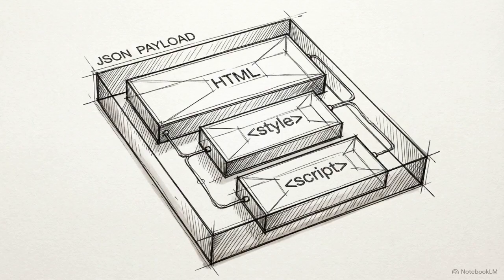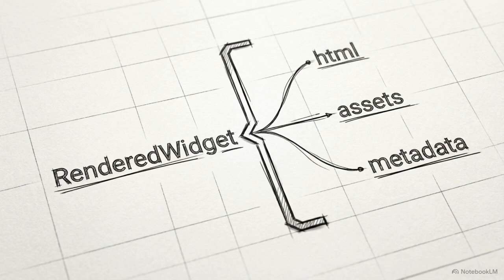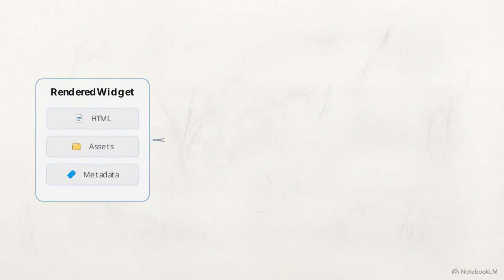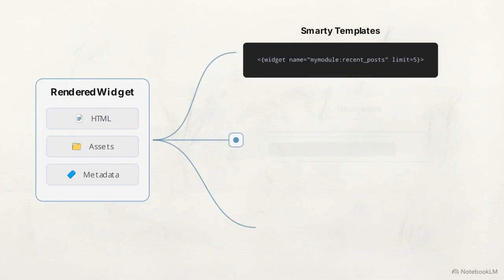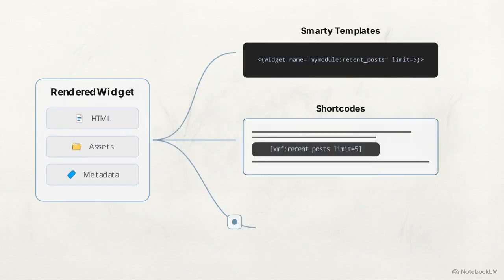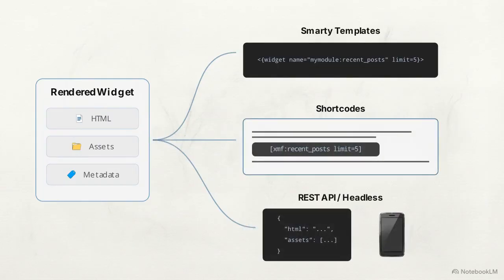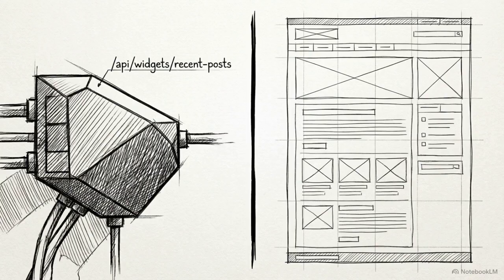The final step of the pipeline condenses the HTML, the required CSS and JavaScript assets, and the metadata into a standardized rendered widget value object. This finalized object can then be pushed down 3 distinct consumption paths: injected into server-side templates, parsed into text articles via shortcodes, or delivered as JSON payloads through headless REST endpoints. The strict architectural decoupling of data from HTML makes this multi-context delivery possible.